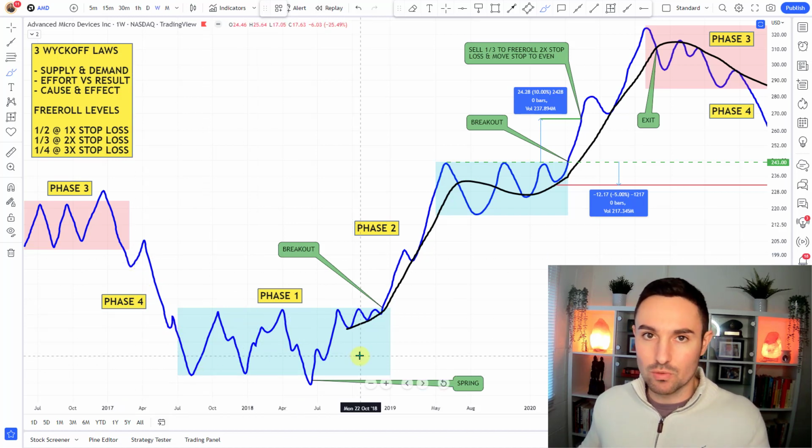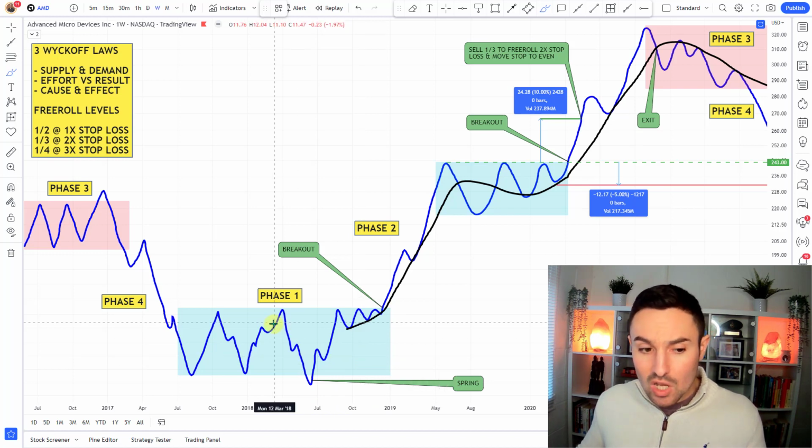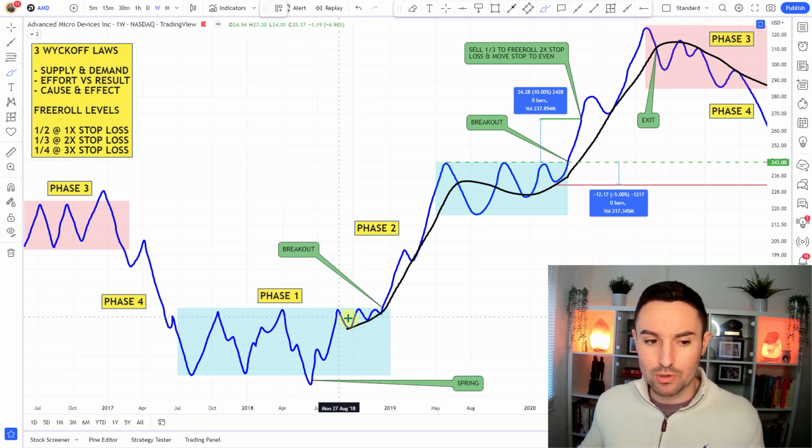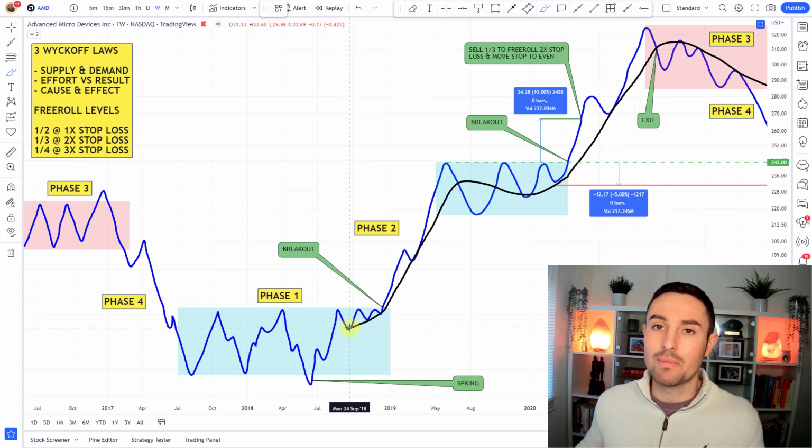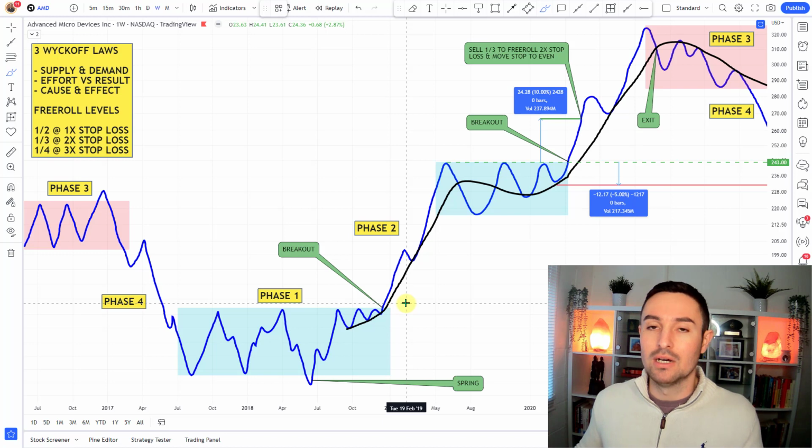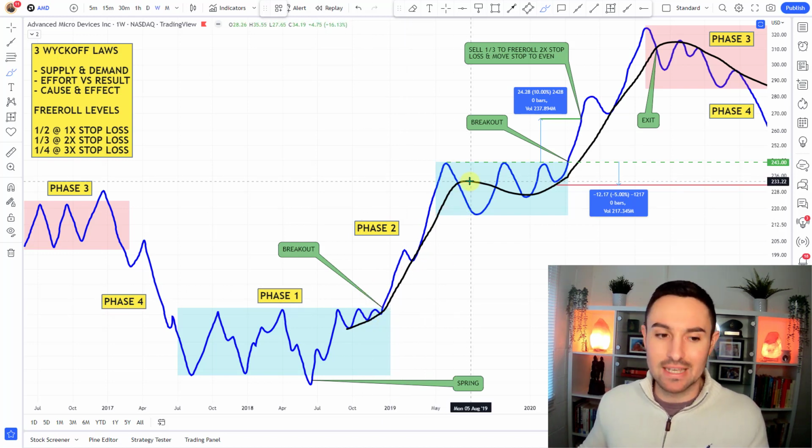Now the things that you would like to see in a phase 1 base are preferably a nice spring with a very strong recovery, and then where price tightens up, that would be in the context of phase D, then a really nice breakout powering the stock above key moving averages, which I'll come on to in a second, into the context of a phase 2 uptrend.